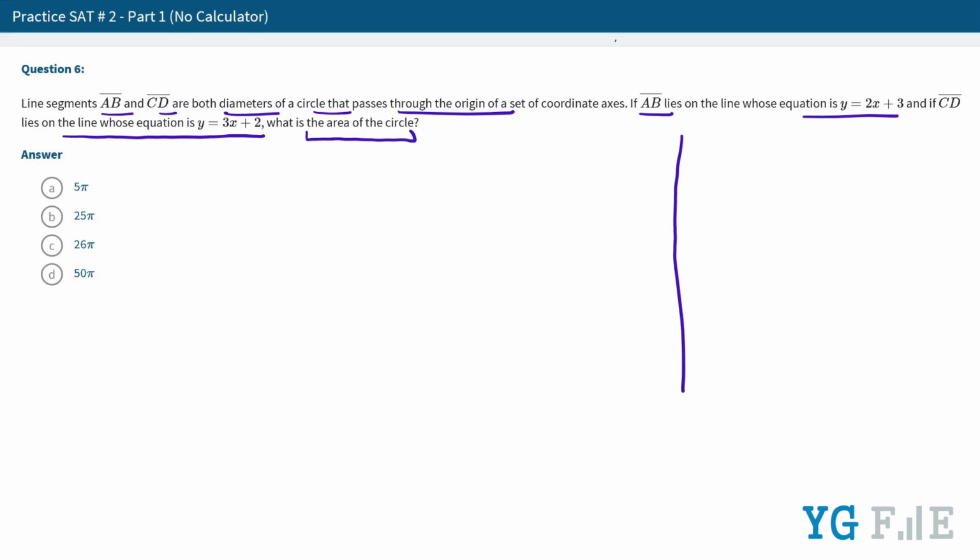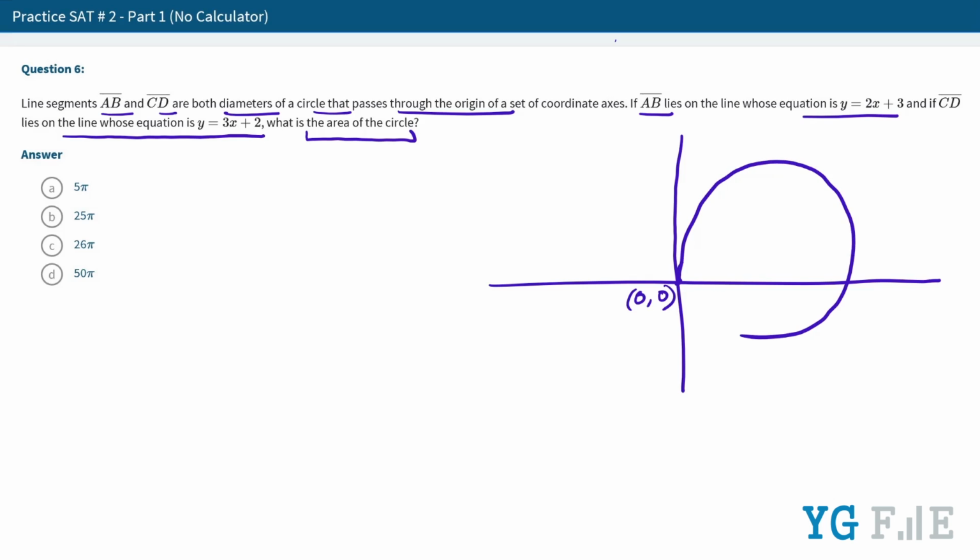So if we pictorially represent the information, and let this be the origin of the axes, it says the circle passes through the origin. It doesn't say that the origin is the center of the circle. So if we read the information carefully, we get something like this, where the origin is on the circle. Let this point be the center, and let us call it O.